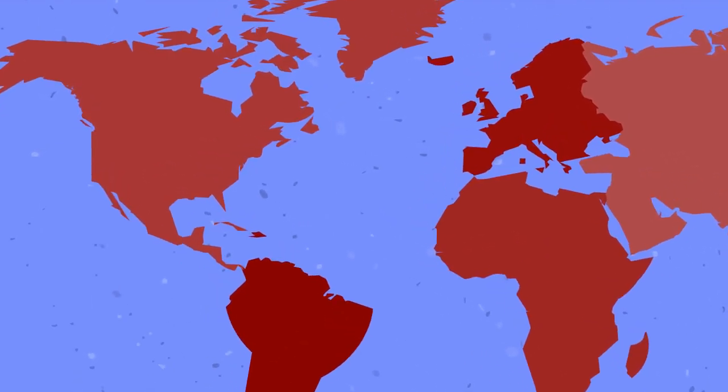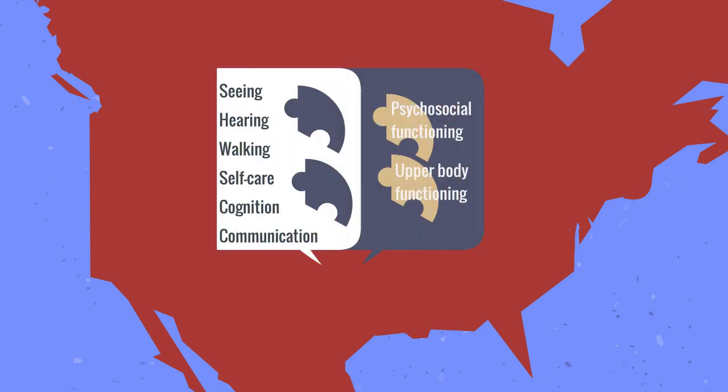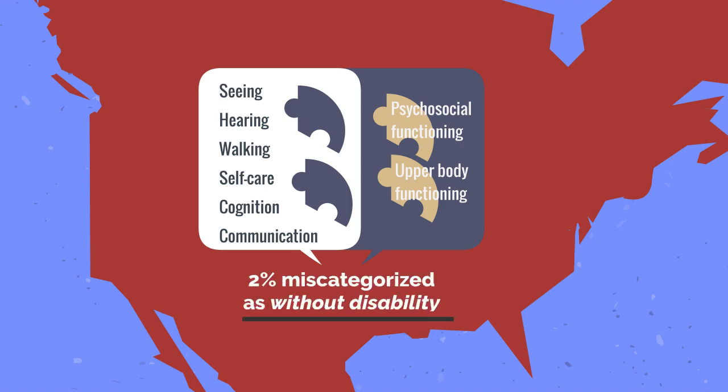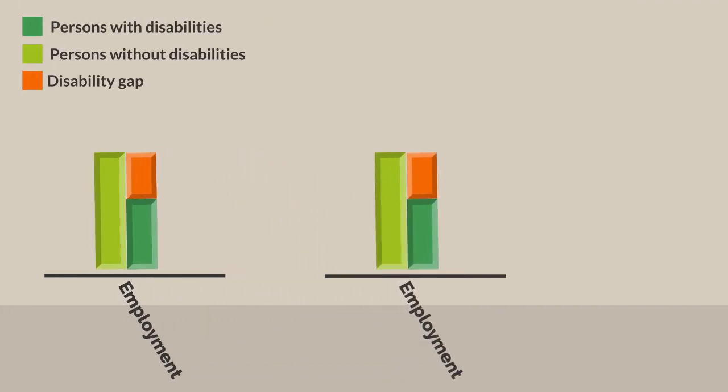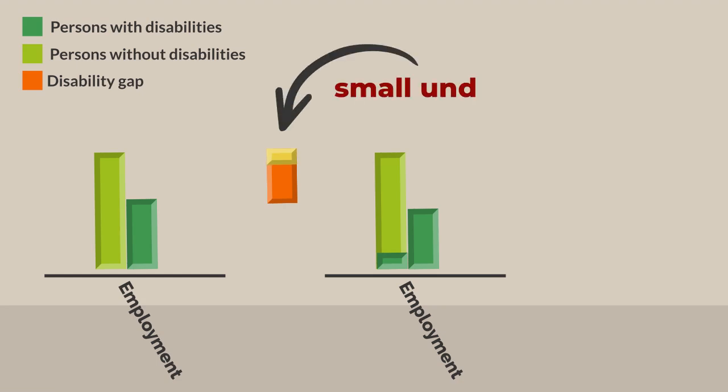For example, in the US, it is estimated that omitting these 2 domains reduces the overall prevalence of disability by about 2%. That is, about 2% of the population are miscategorized as being without, when in fact they have disabilities. However, when comparing gaps between those with and without disabilities, having a few percentages of people with disabilities included in the 91.5% of those without disabilities does not change the estimated gap by very much. There will be a small underestimation of the disability gap in the outcome.